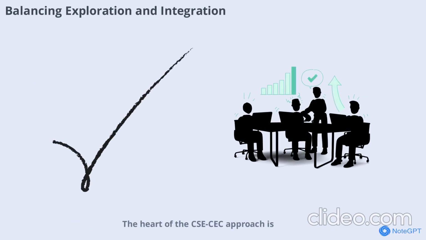The heart of the CSE-CEC approach is the dynamic balance between exploration and integration. By continuously adjusting the ratio of expansion to integration, AI models can adapt to new information while maintaining coherence. This self-regulating feedback loop prevents the system from becoming stuck in repetitive patterns or drifting into randomness.